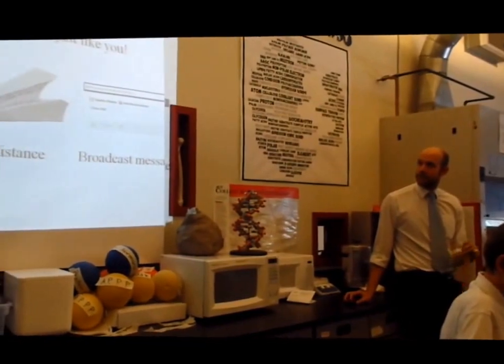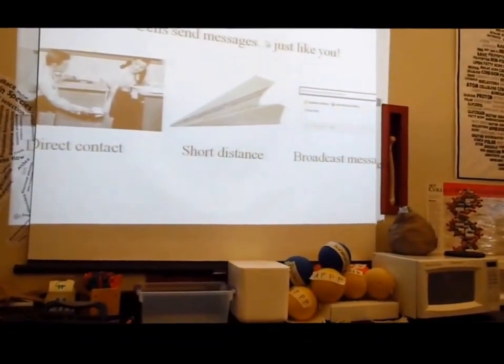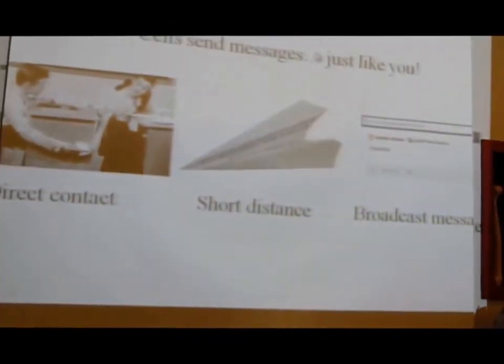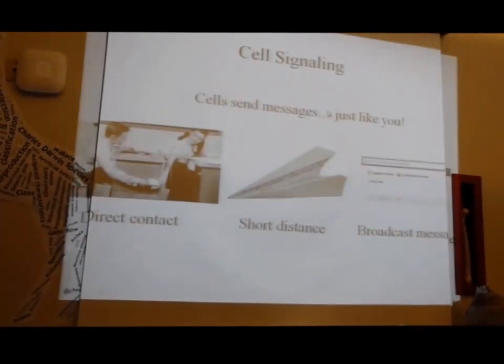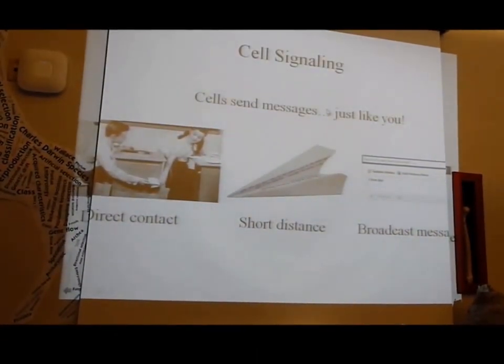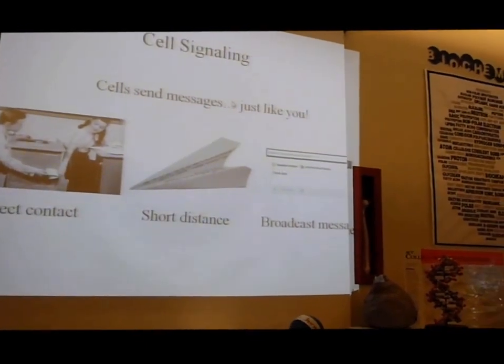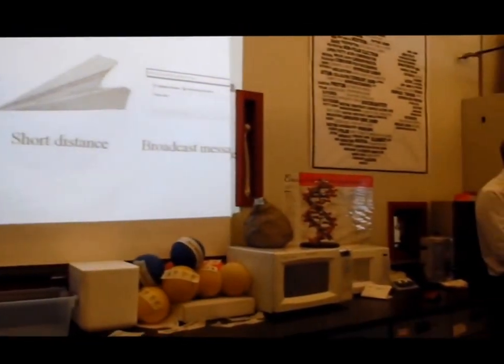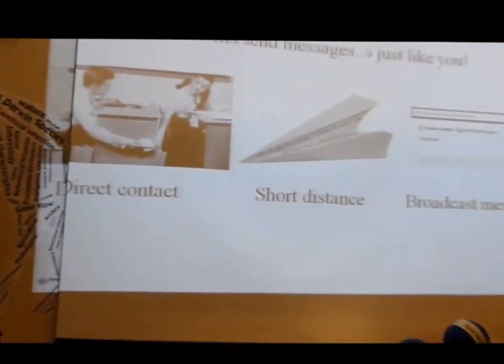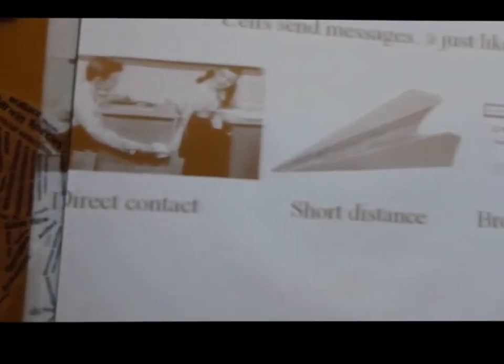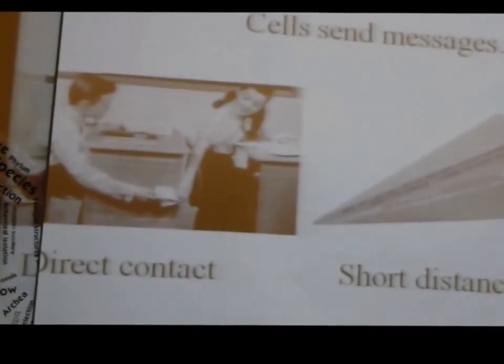Okay. So, cells send messages, just like you do. And there's various ways they send messages. They can be messages that are sent in direct contact, short distance, or broadcast. So direct contact is the equivalent of passing a note to your neighbor. The cells have to be right next to each other, and it's physical interaction between the two cells. And we'll see examples of these in a moment.